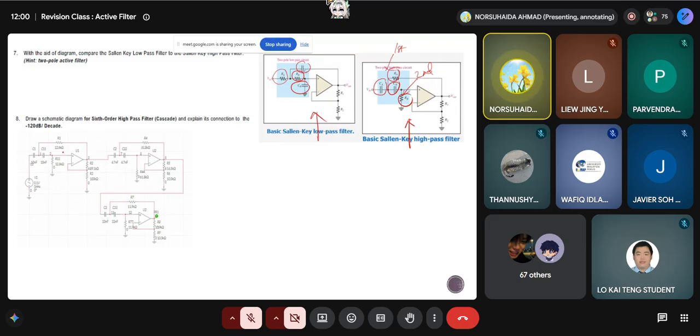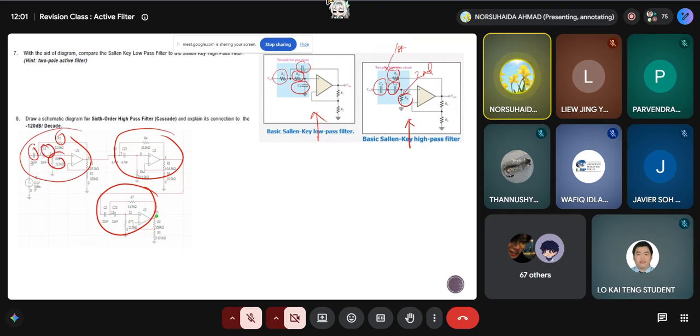So 6th order meaning that this is 2, this is 2, and this is another 2. So this is 6th order. The combination of cascade from the first, second, and third, 2 poles, and another 2 poles. So it becomes the 6th pole or 6th order filter. Since we begin with C1 R1, here, the combination of C2 and R2. So from here, we can see that we begin with C. That's why we have the high pass filter.